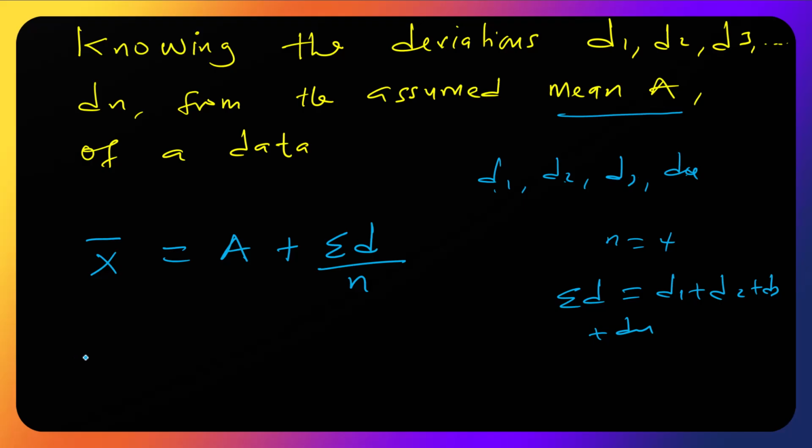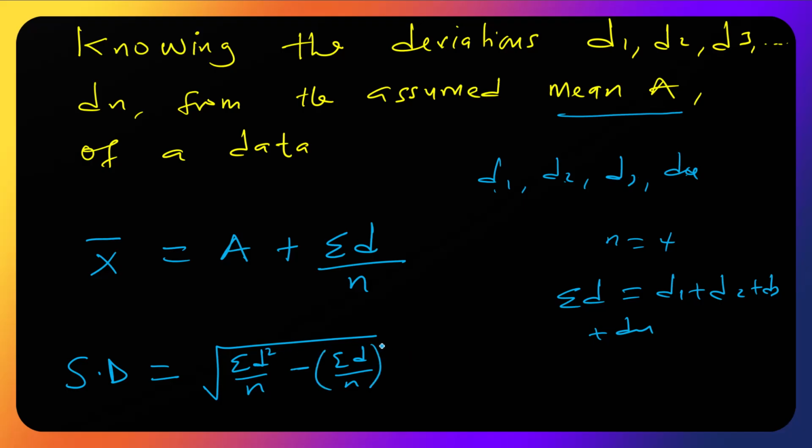And the standard deviation will be, so we need this one, summation of d squared over n minus summation of d over n, so that we square this side and square everything. Okay, so that is that. So let's take an example.